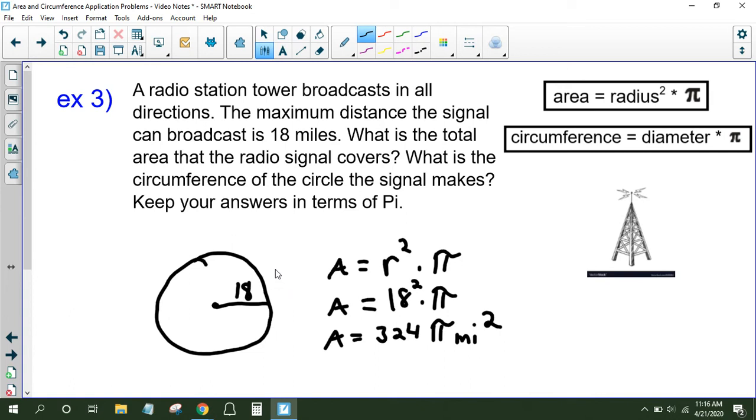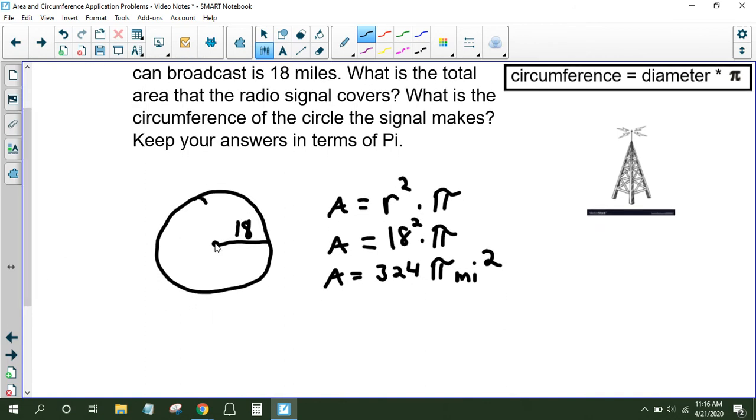Next, we want to find the circumference of the circle, so the distance all the way around this circle that the broadcast covers. Circumference is diameter times pi. Well, 18 is our radius. If we want the circumference, we have to use the diameter. The diameter is going to be 18 plus 18, or 36.